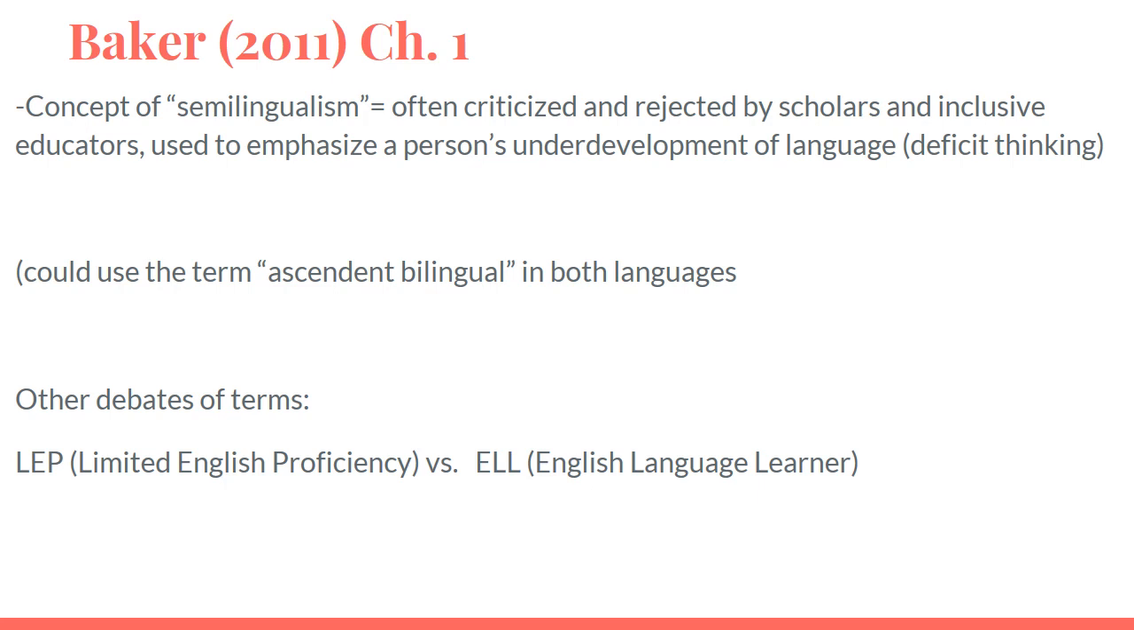Another concept that Baker describes is semilingualism. Semilingualism is a way to say that someone has semi-developed their abilities in another language. And so the problem with semilingualism as a term is that it's a negative term. It's a deficit way of thinking. People have not reached the ideal state, and they are being criticized in the term semilingual.